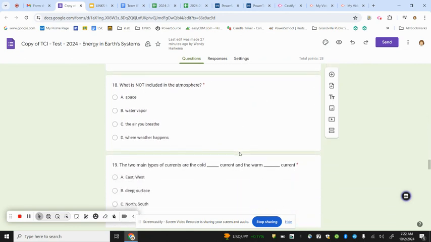Number 18, what is not included in the atmosphere? A, space. B, water vapor. C, the air you breathe. D, where weather happens.